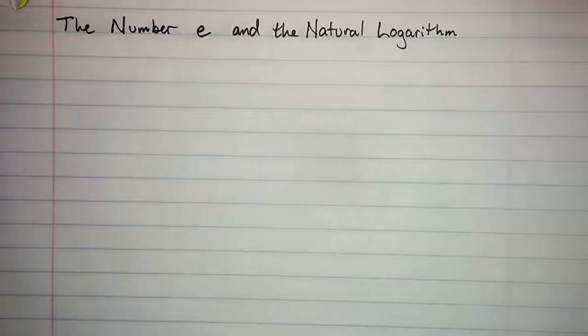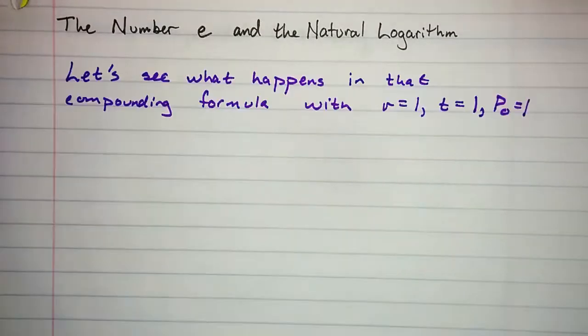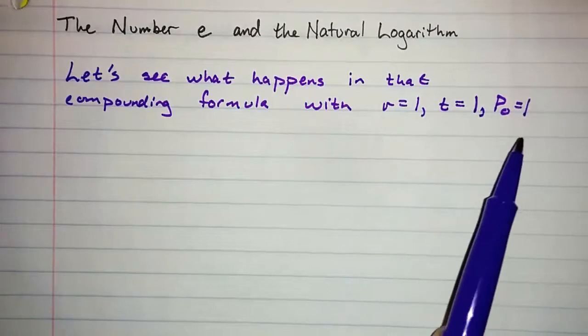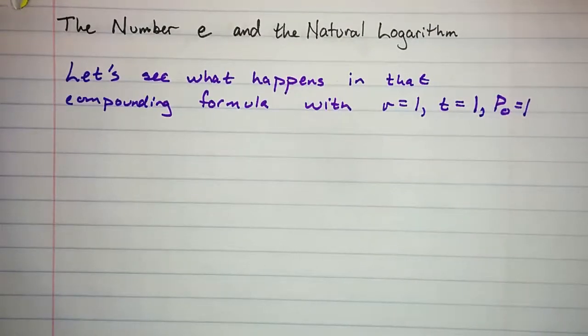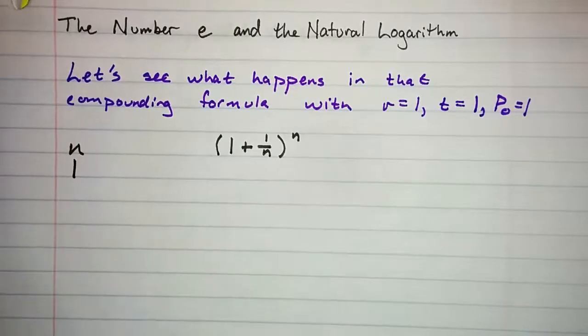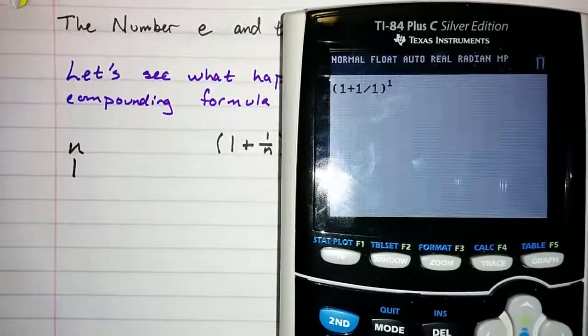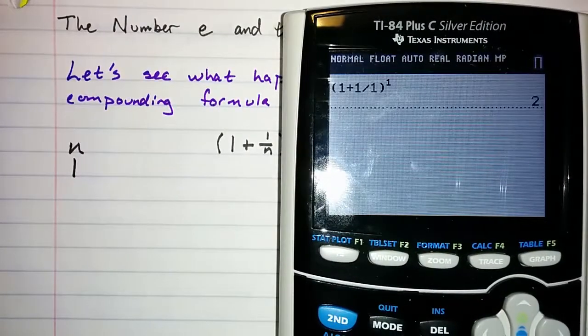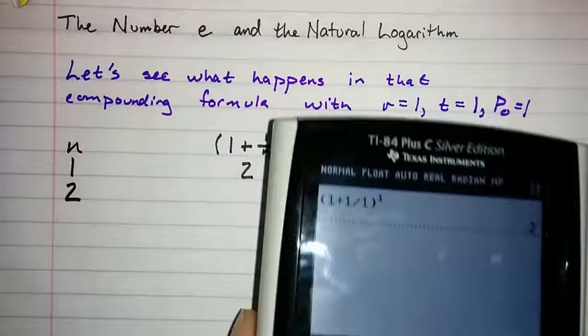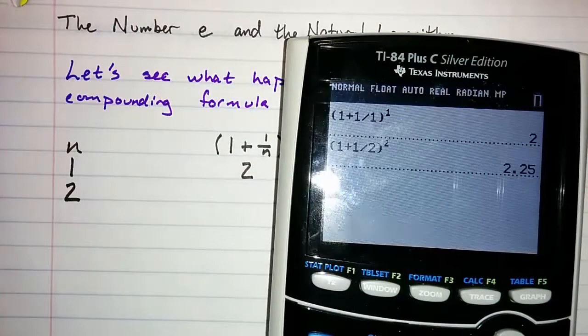Let's see what happens, and I'm going to see what happens with some really simple numbers, simplest possible numbers. Let's see what happens in that compounding formula if I let r, t, and p0 all be 1. So the only number I'm really interested in is n. Right, when n is 1, I know what I'm going to get, but I'm just getting in the habit of putting this into the calculator. I get 2. When n is 2, I get 2 1/4.